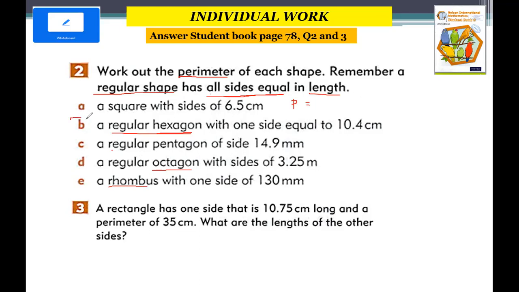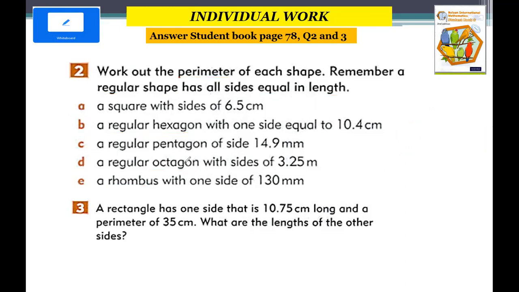I'm going to give you one example, okay? You're going to find the perimeter. Since all sides are equal, you are just going to count. A hexagon has 6 sides times one side, which is 10.4. Then you will just multiply and you will find the perimeter. All right? So answer this one.